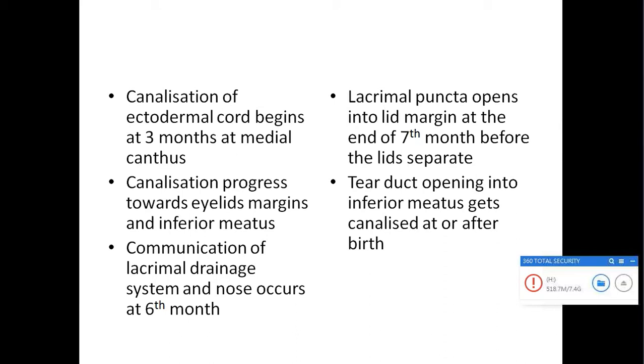Tear duct opening into the inferior meatus gets canalized at or after the birth. This you should remember to understand the pathology of congenital dacryocystitis. So canalization occurs at 3rd month. Canalization progresses to the eyelid margin and inferior meatus, and then puncta will form at 7th month, and tear duct opening into the inferior meatus gets canalized at birth or after birth.